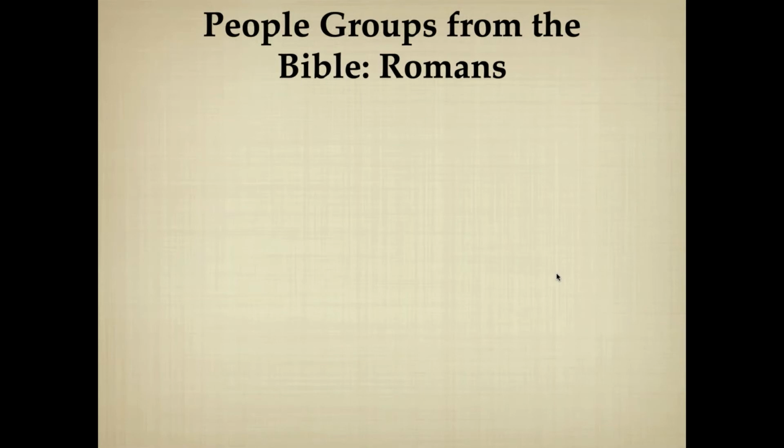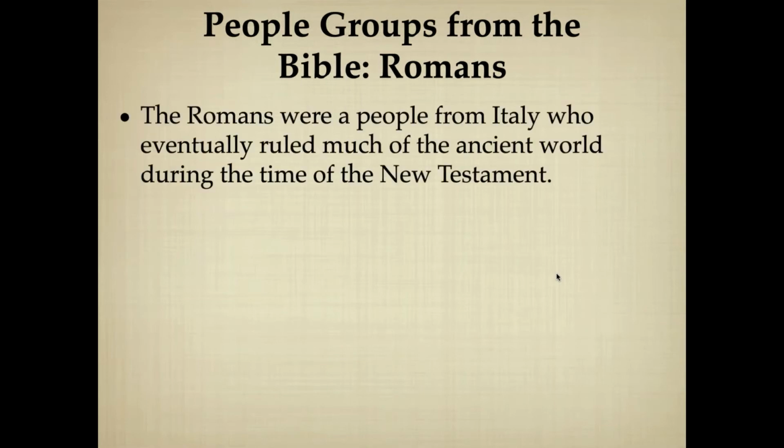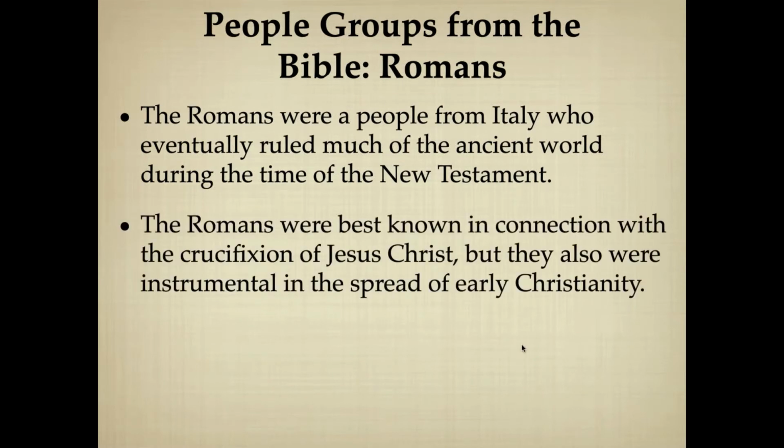Now we talked about the Old Testament. The Romans were a people from Italy who eventually ruled much of the ancient world during the time of the New Testament. Or if you want to get really technical, the ancient Western world. I don't want to get into that, China and so on. China did exist. In fact, the Romans actually imported silk from China. But anyway, I'm talking about the Western ancient world.